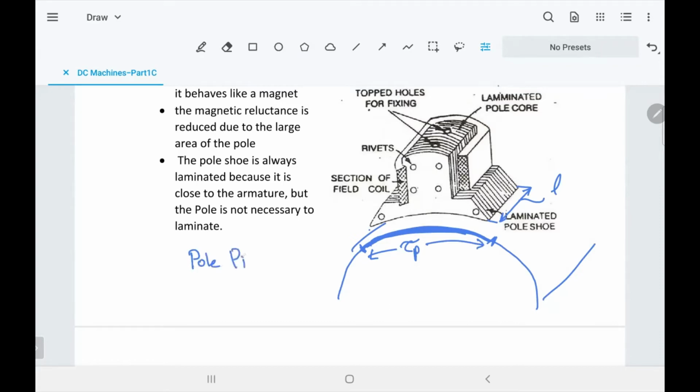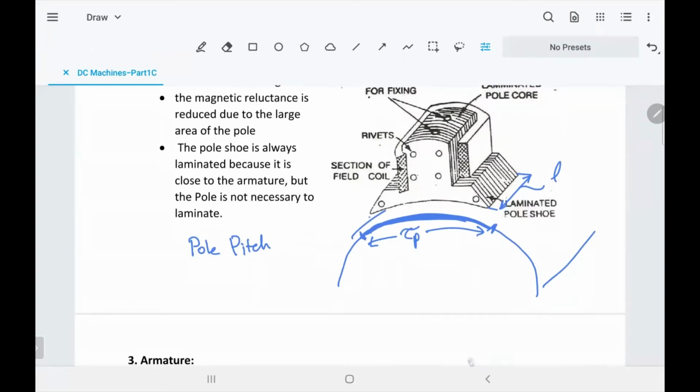Pole pitch is exactly the arc length under the pole. If you want to calculate it, that's easy. You have to know the diameter of the rotor, and if you have 4 poles, you divide the circumference of this circle by 4. That gives you approximately the arc. Of course, the poles are not attached together, there's some space, but if the space between each pole shoe is not given to you, just divide by 4.